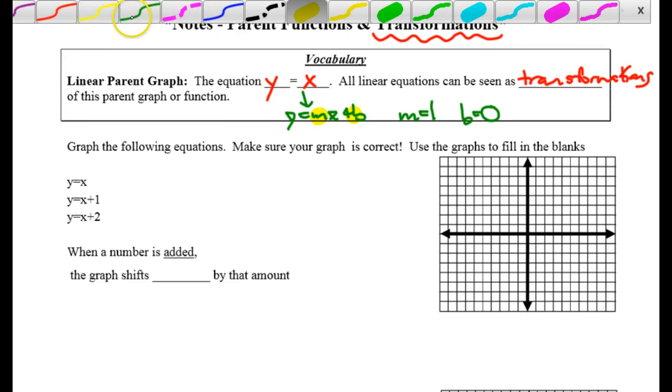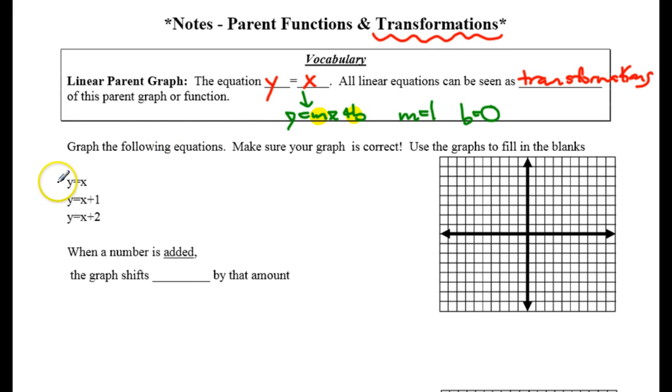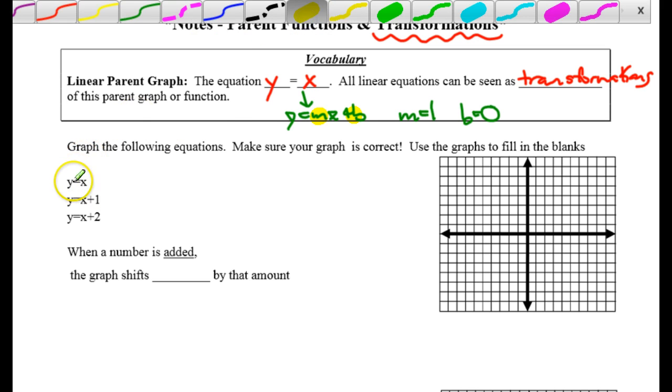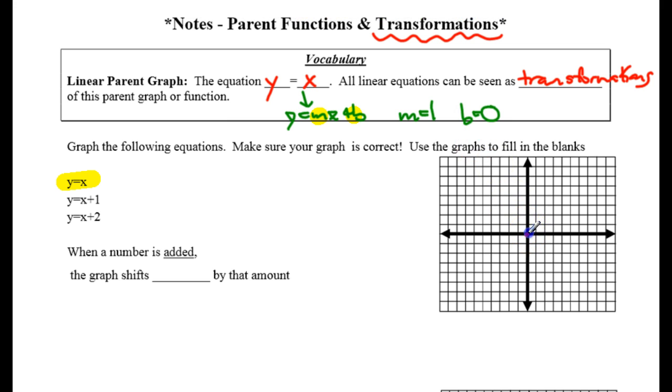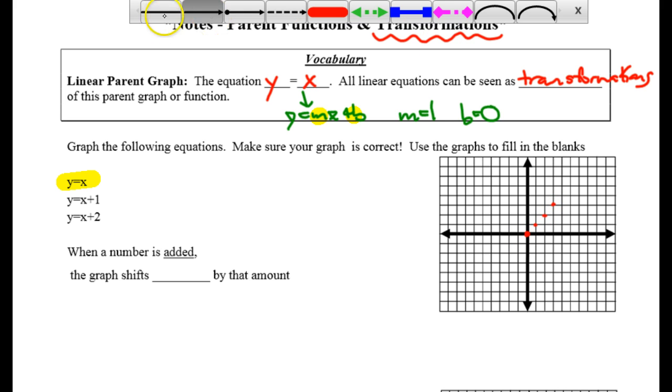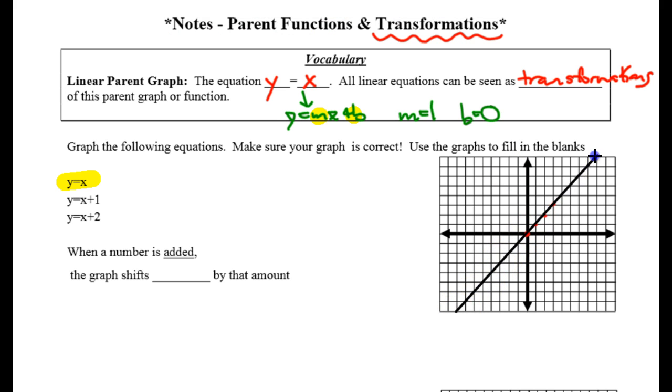Okay, so for this first equation, here's the parent, right? This is the parent graph, y equals x. So we just said y equals x. That means the y-intercept is 0. And the slope is 1x. So that means we go up 1 over 1 every time. Alright, so this makes basically like a perfect diagonal. Okay? So that is our parent graph.